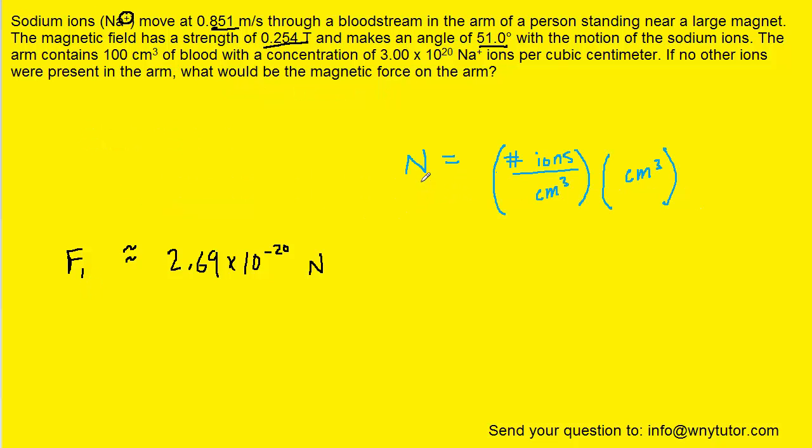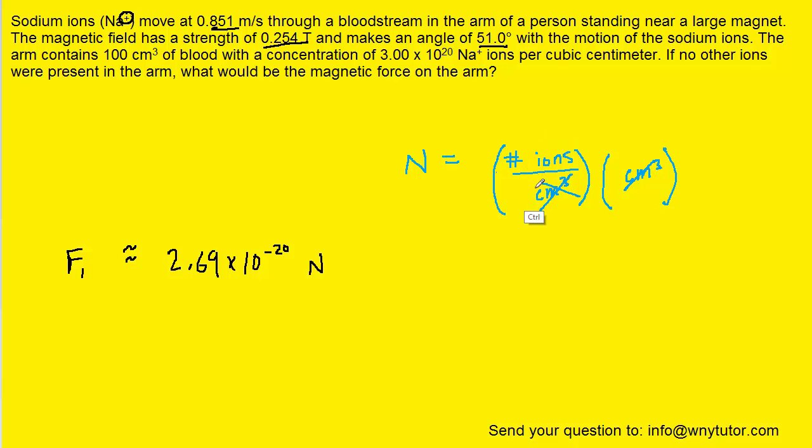So the number of ions would equal the following equation. You might want to pause the video and just study it for a moment. But basically we're taking the volume density of ions and multiplying it by the volume. If we set it up in that way, we can see that when we multiply, these centimeters cubed will cancel, leaving us with just the number of ions.